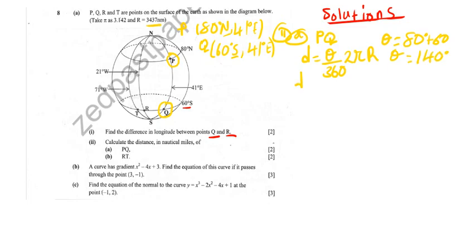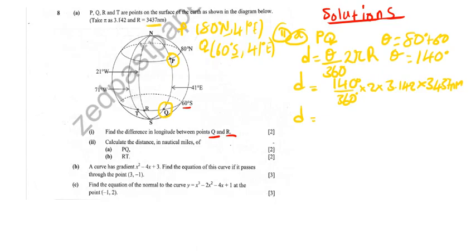So your distance will be equal to 140 degrees over 360 degrees multiplied by 2 multiplied by pi, they have said 3.142, multiplied by the radius, they have said 3437, and then you put nautical miles. So your distance will be equal to, now the easiest way of going about this, you first multiply everything which is on top, and then you divide by 360.